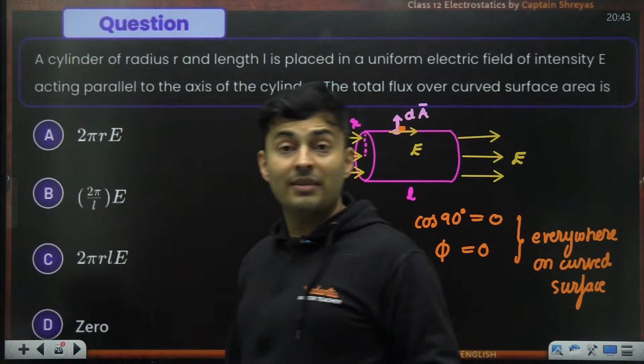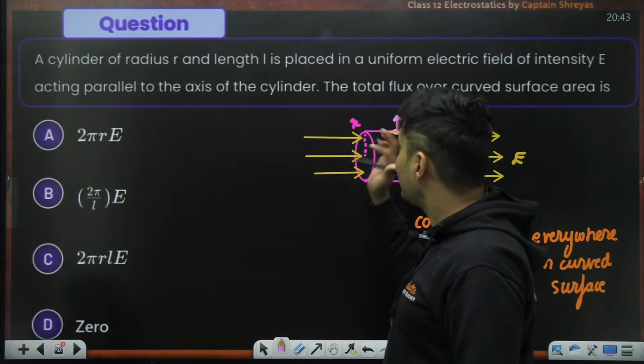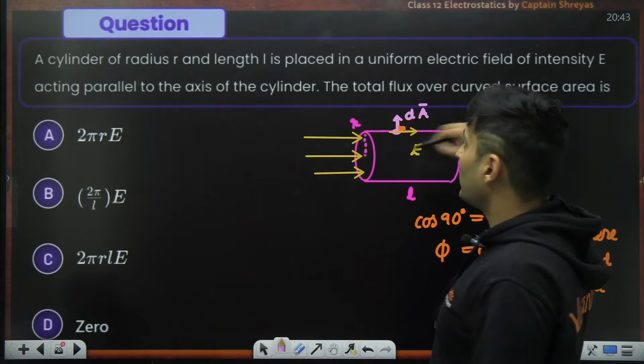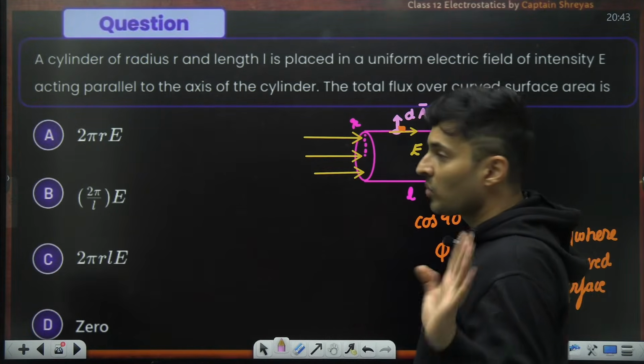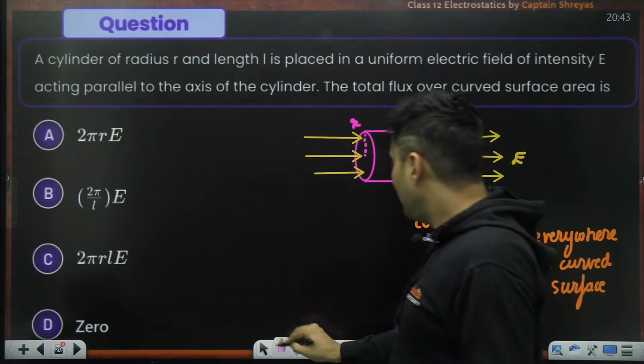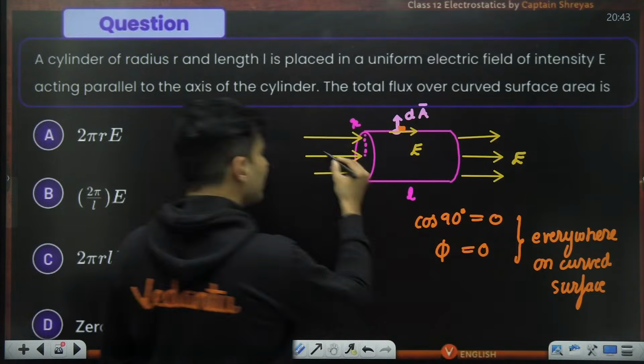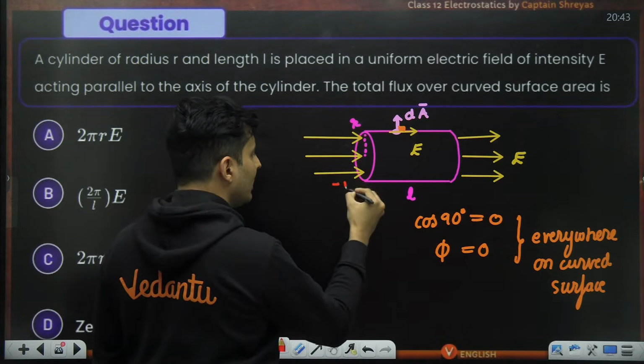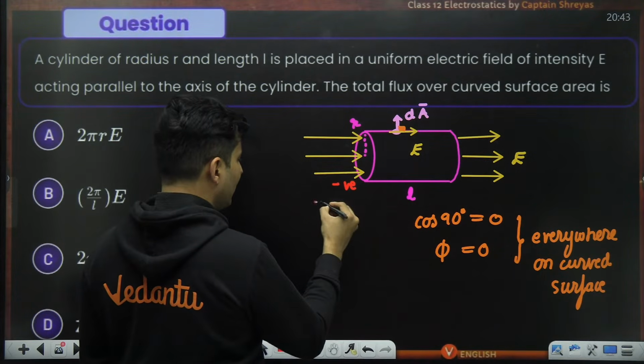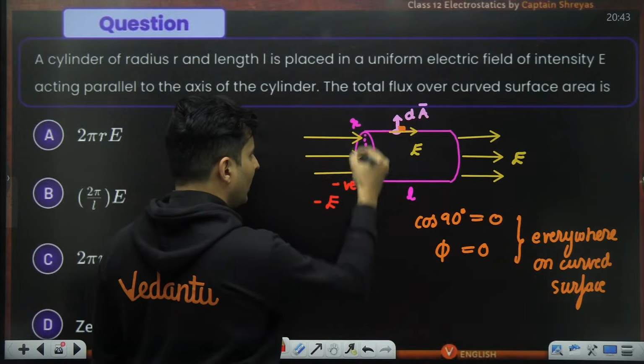Not just the curved surface. In fact, what would the answer be instead if it was asked what is the total flux through the cylinder, not the curved surface, the cylinder? Then what would happen? This flux is going inside, so this will be negative flux, which will be negative E into the area.